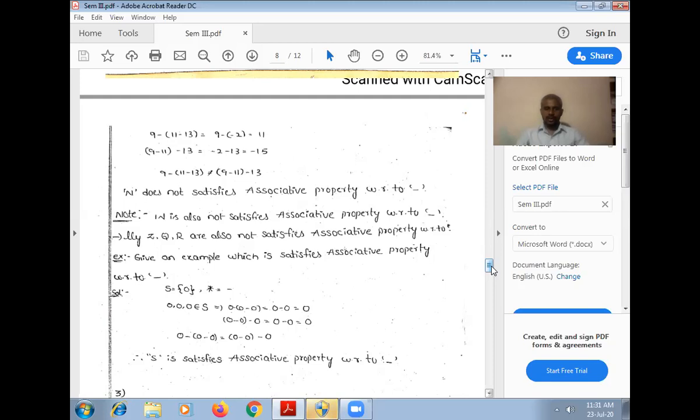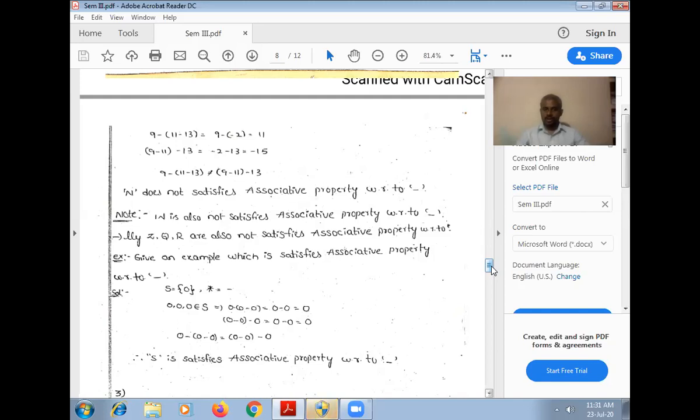So here S equals the single set {0} and star equals minus. So S has a single element, which is 0. We have to take three elements, and three elements means you can repeat the single element. So 0, 0, 0 belongs to S. That implies 0 minus (0 minus 0) equals 0.